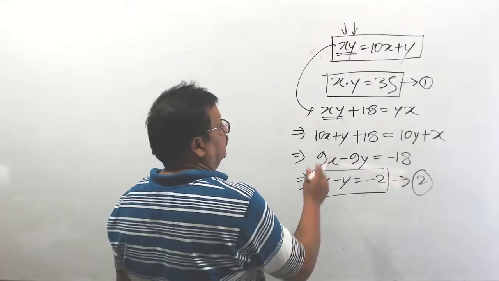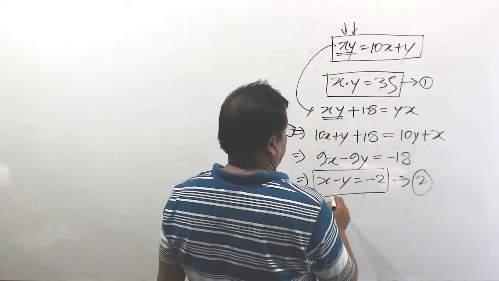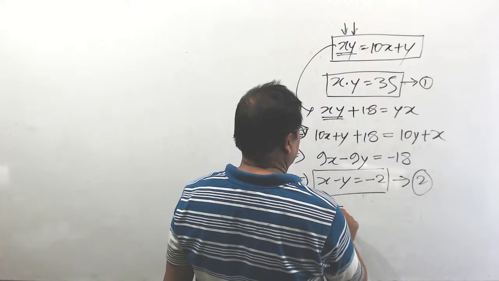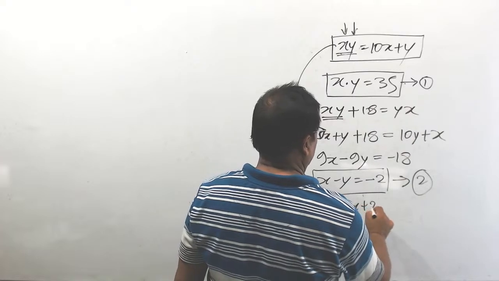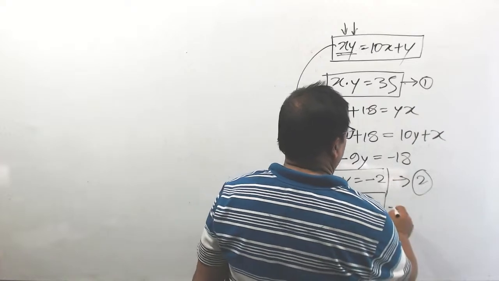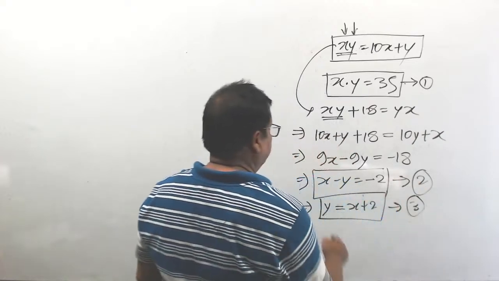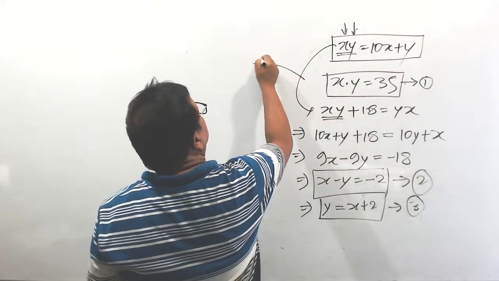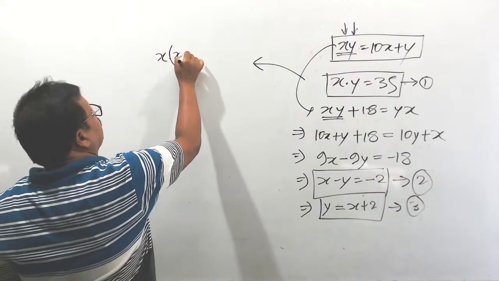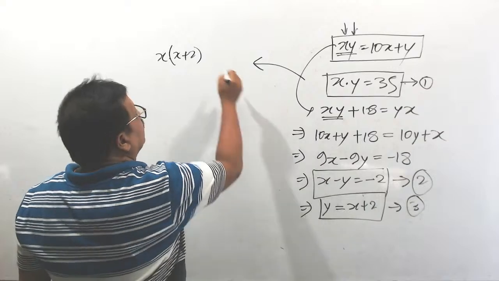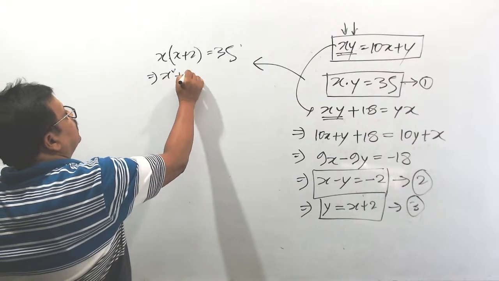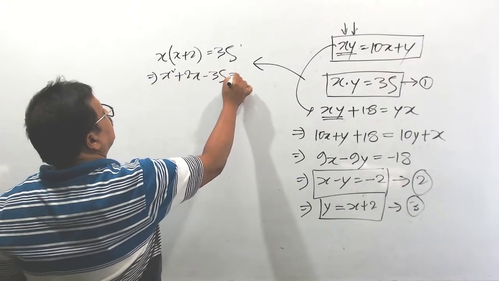Okay, just solve. How will you solve? This implies y is equal to x plus 2. Give it number 3. Now put the value of y here. That means x into x plus 2 is equal to 35. Now x square plus 2x minus 35 equals 0.